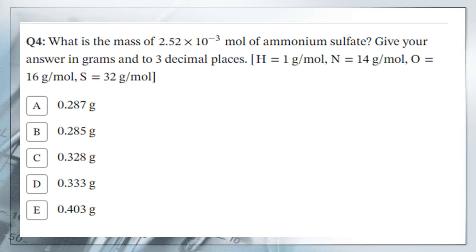Question number 4. What is the mass of 2.552 times 10 power negative 3 mole of ammonium sulfate? Ammonium sulfate is (NH4)2SO4. Give your answer in grams and to 3 decimal places. We have here hydrogen, its atomic mass 1 gram per mole, nitrogen 14 gram per mole, oxygen 16 gram per mole, and sulfur 32 gram per mole. Okay, let's discuss.